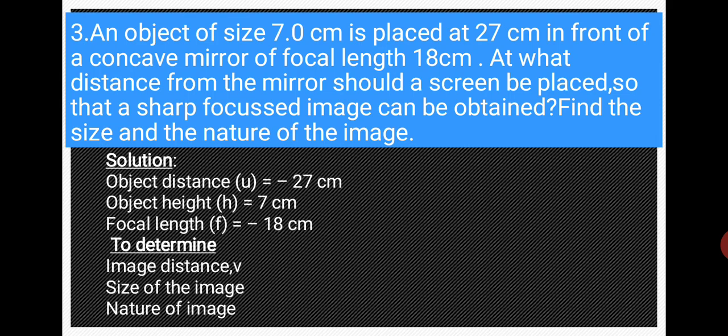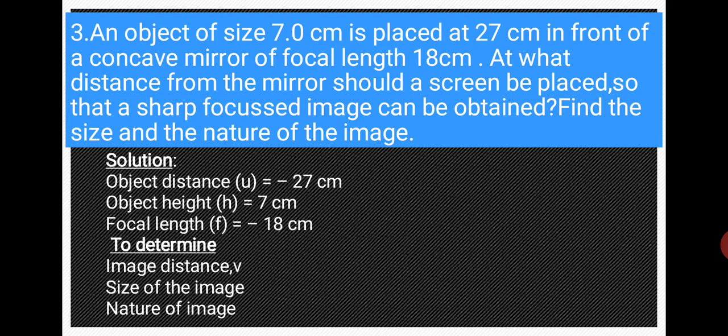The next problem is: an object of size 7 cm is placed at 27 cm in front of a concave mirror of focal length 18 cm. At what distance from the mirror should a screen be placed so that a sharp focused image can be obtained? Find the size and the nature of the image. So here again, find out the given data for the given concave mirror.